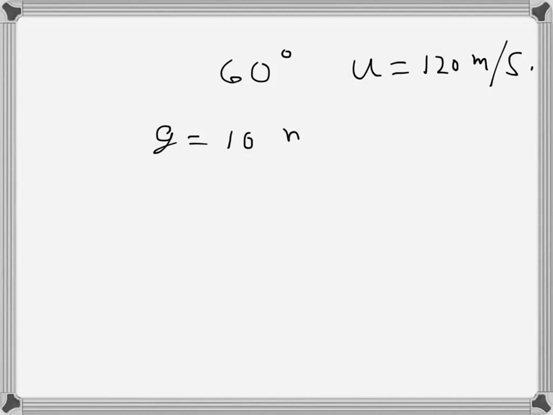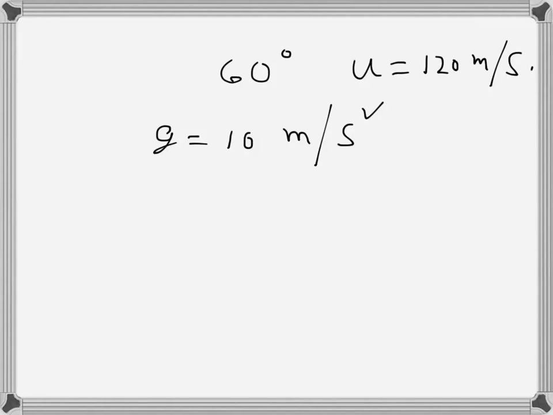So the projectile is thrown at an angle of 60 degrees and the velocity is 120 meters per second. We can neglect air resistance, and g is, let's assume, 10 meters per second squared. That's what's given. Instead of 9.8, to ease the calculation, it's given as 10 meters per second squared. And we need to find how high it goes and how long it takes to go that high.